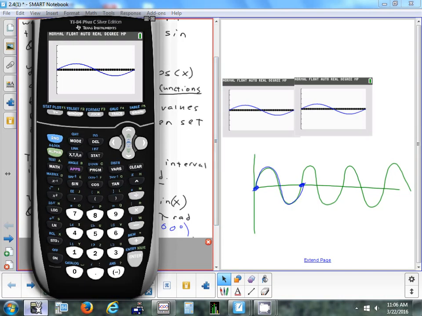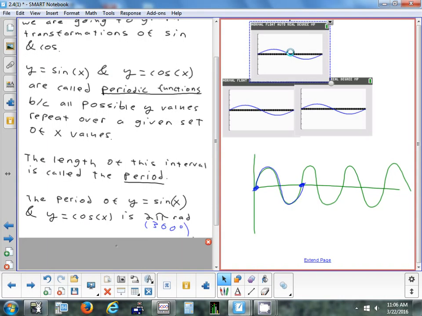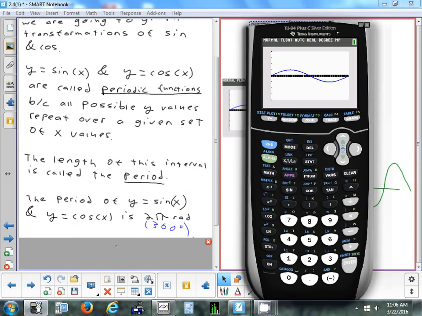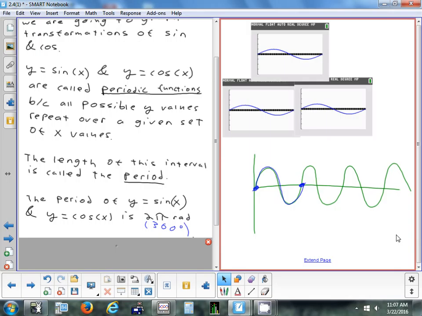So if the period is from 0 to 360, what do you think would happen if I only graph on the screen 0 to 180? What if I don't show all the way to 360? What do you think it'll look like? Would it just say above the x-axis or below it, like one way or the other? Like it won't move through and go. Yeah, it's not going to show the whole thing. It's only going to show the first half of it.